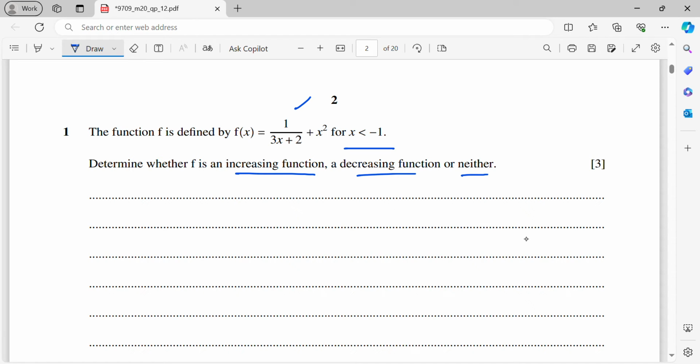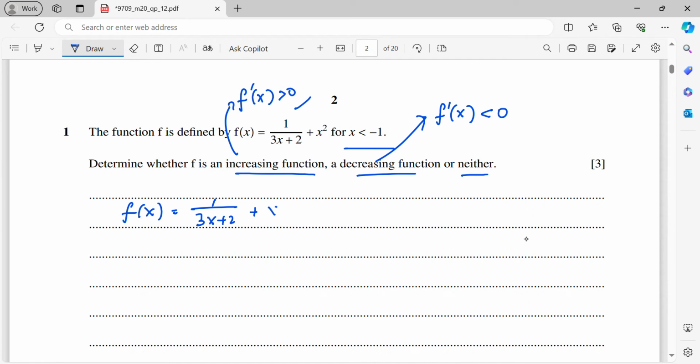Just for information, when the function is an increasing function, that means that f'(x) is greater than 0. And when it is a decreasing function, then the first derivative will be less than 0. So let's look at the derivative. First of all, I will rewrite my f(x) equals 1 over 3x+2 plus x squared. So I will move up the 3x+2, so it becomes (3x+2) with degree of minus 1, then plus x squared.